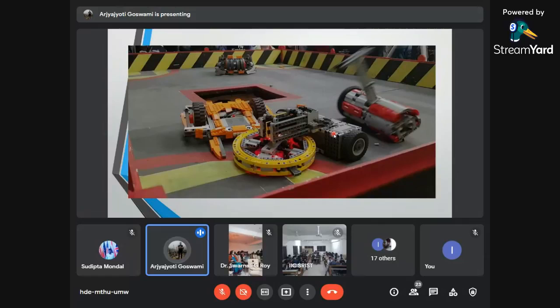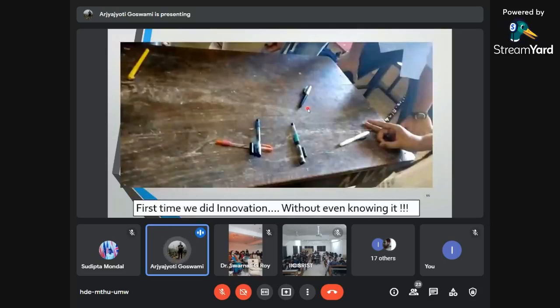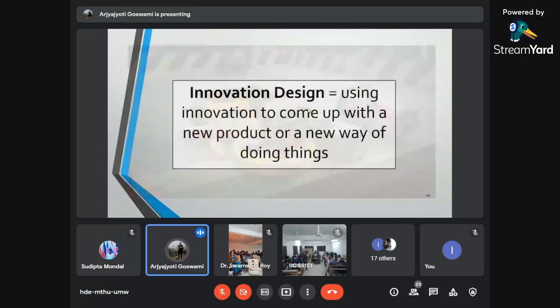There is a very famous YouTube channel, RoboWars. There used to be programs on it also. So people used to make robots within the particular specifications, and there used to be fights amongst the robots. Okay, so this was our RoboWars on a much simpler scale. Okay, so even though we did not know what is meant by innovation, we used to do it.